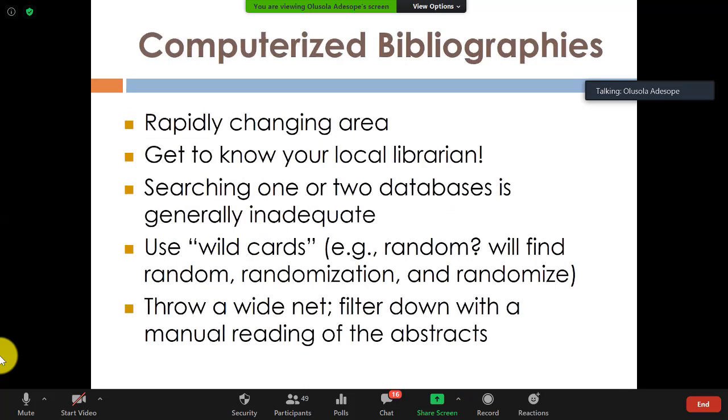I've had meta-analyses that took us 4 or 5 years to complete. And that meta-analysis of concept map that you are reading now took us about 2 to 3 years from the day we started to the day we published it. Computerized bibliography is a rapidly changing area, so get to know your local librarians.